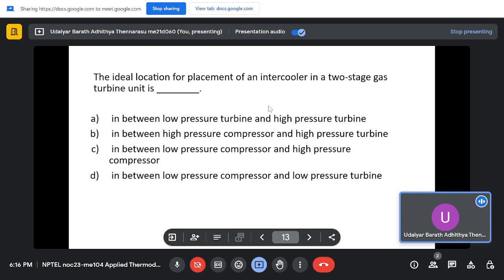And no point in putting it between compressor and turbine. If you really want to raise the energy of the fluid, and with an intercooler you are bringing down the energy, you are removing heat. So that is not wanted. So the answer is option C, in between low pressure compressor and high pressure compressor.